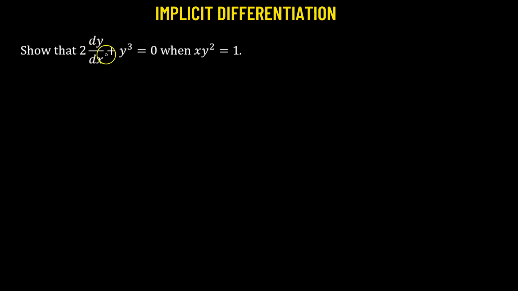We need to show that 2 times the derivative of y with respect to x plus y cubed equals 0 whenever xy squared equals 1. So let's begin. Here in our problem, we are provided with a function written in its implicit form. That means xy squared equals 1. Let's label this as number 1.